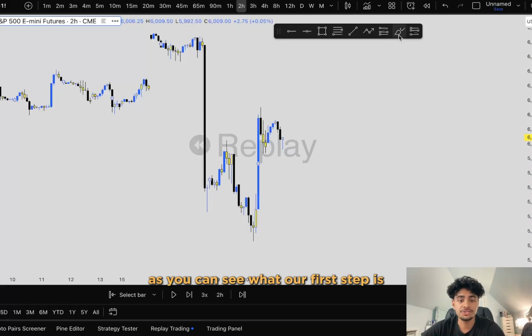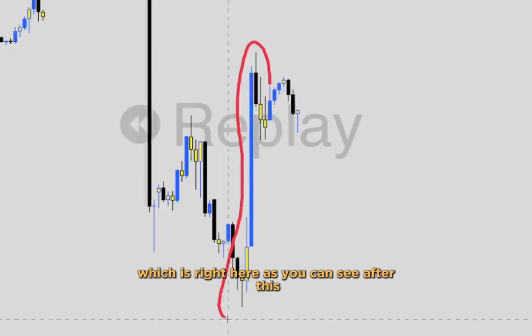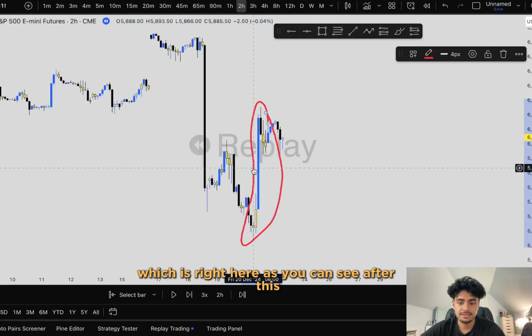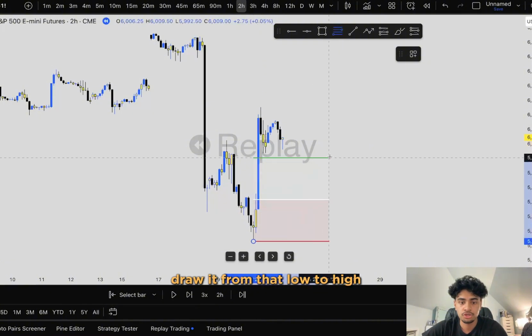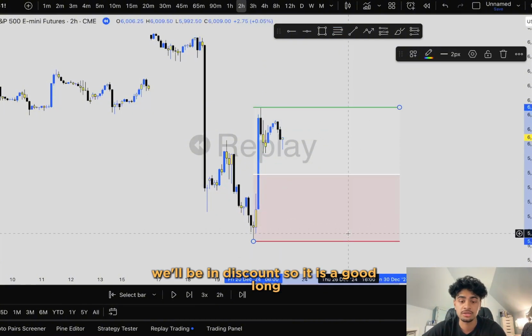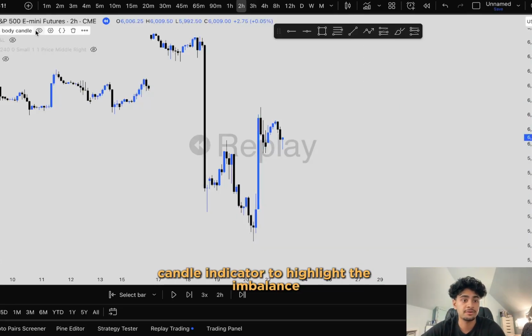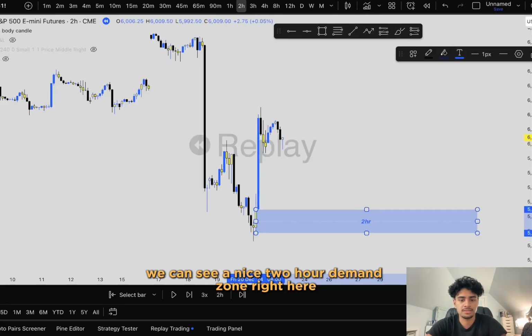Here's ES. As you can see, our first step is that we need to look for a big A+ move away, which is right here. After this, we want to make sure that we're in discount in the range. So I'll grab my fib tool and draw it from the low to high. As you can see, if we're here, we'll be in discount, so it is a good long. You want to turn on the 50% body candle indicator to highlight the imbalance. And boom, we can see a nice 2-hour demand zone right here.